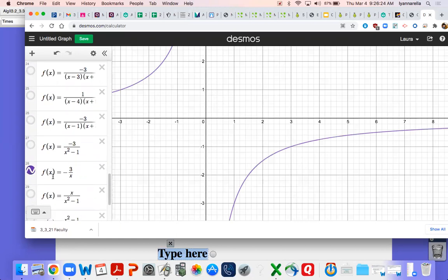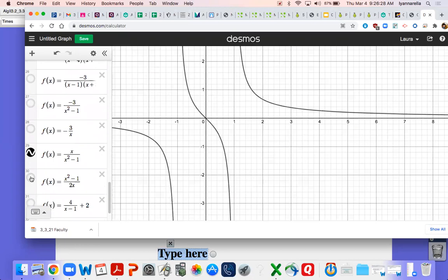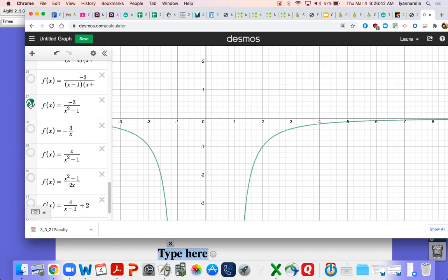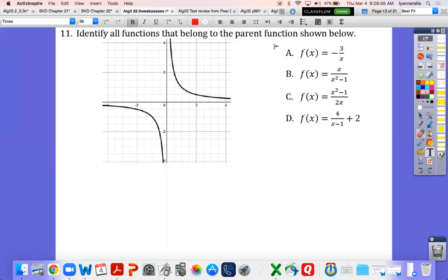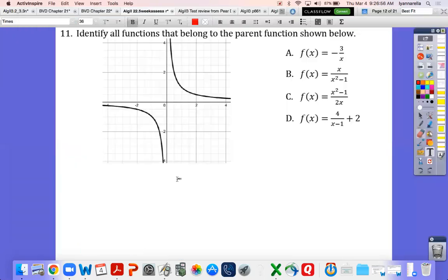Okay, that one has 2 branches. That one has 3 different branches. That one has 2 branches, but they don't look right. They don't have the same asymptotes. The X and Y axis should be asymptotes, and this one has this shooting off into space in a different direction. They have to look like this black graph. So take your time and make sure it has the right branches and they hug the X and Y axis, because otherwise it's not in the same function.